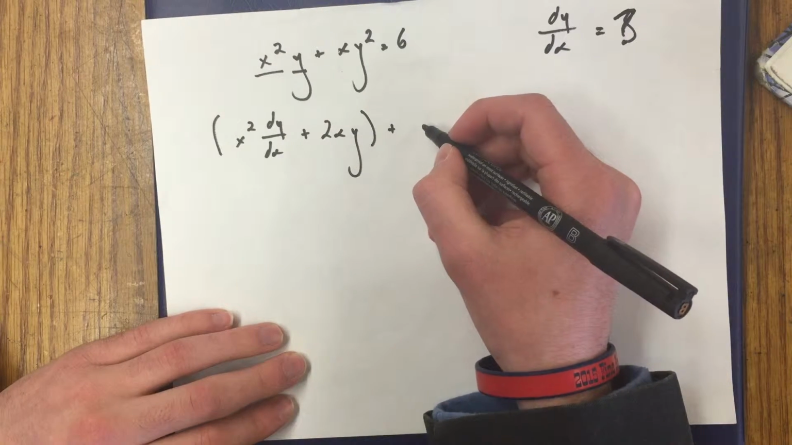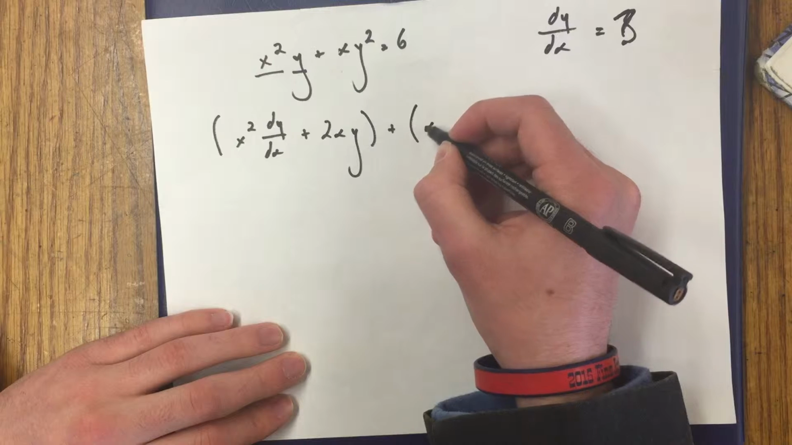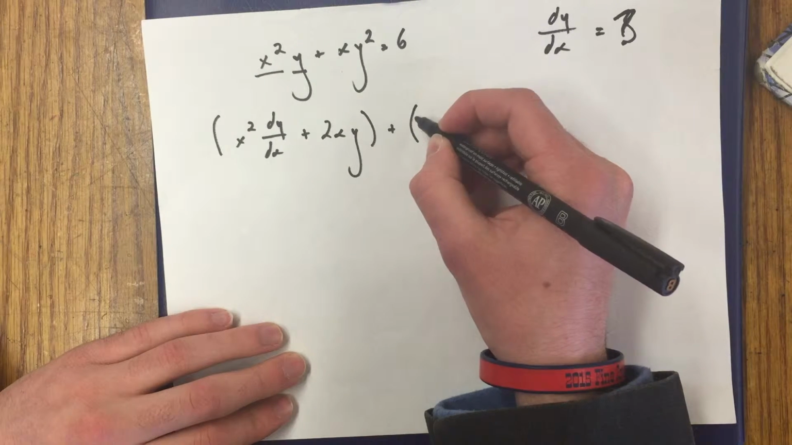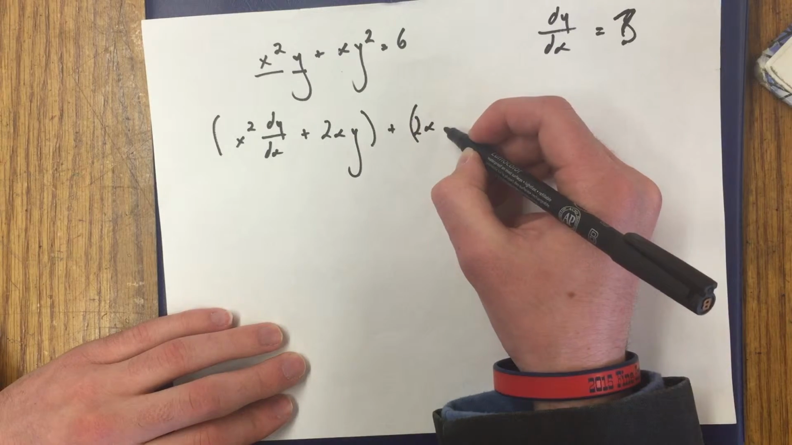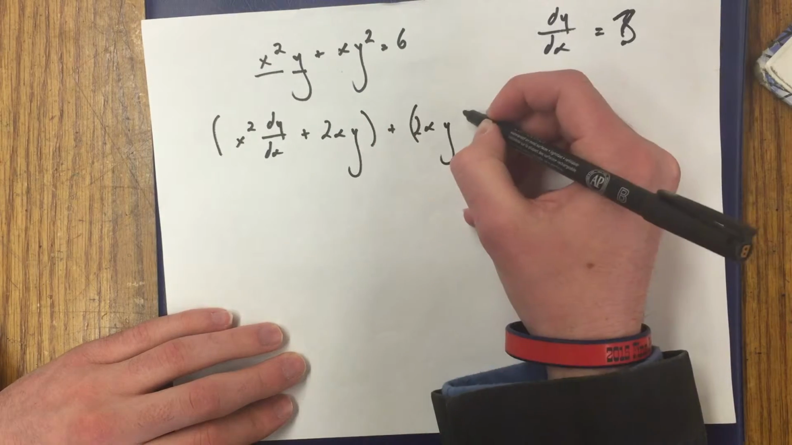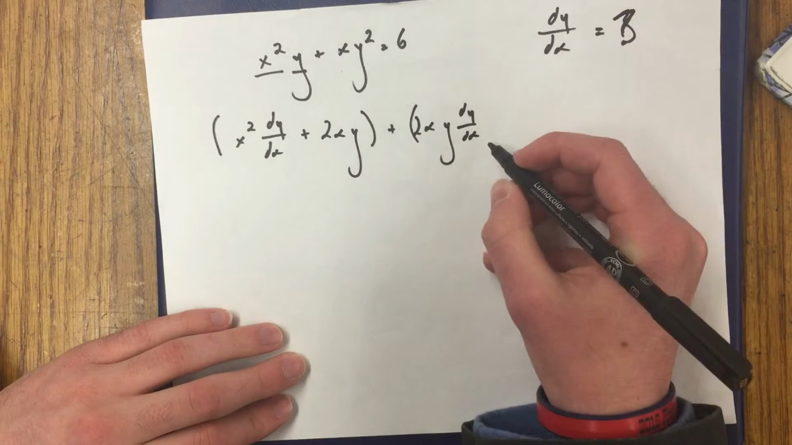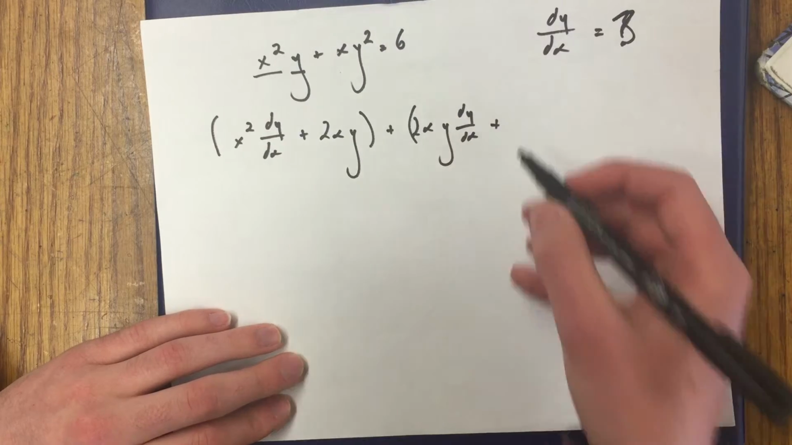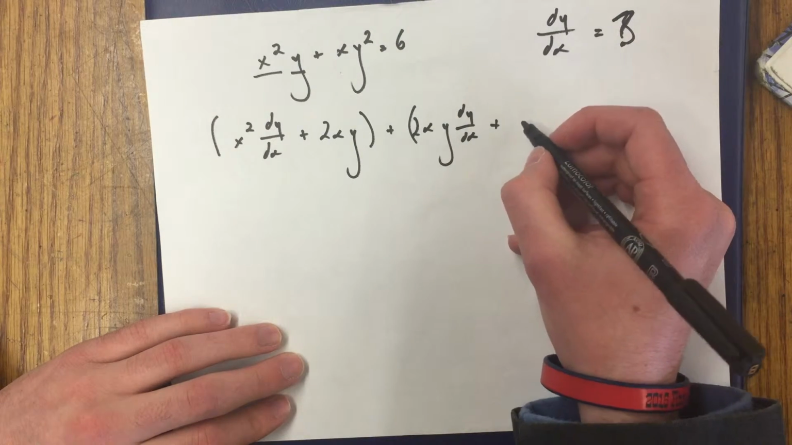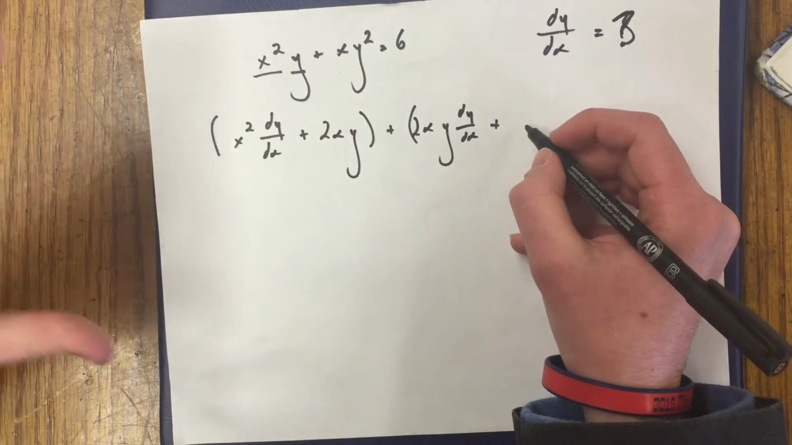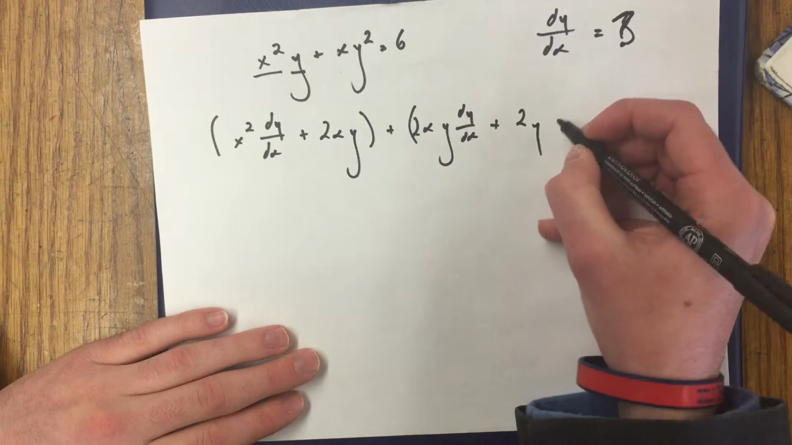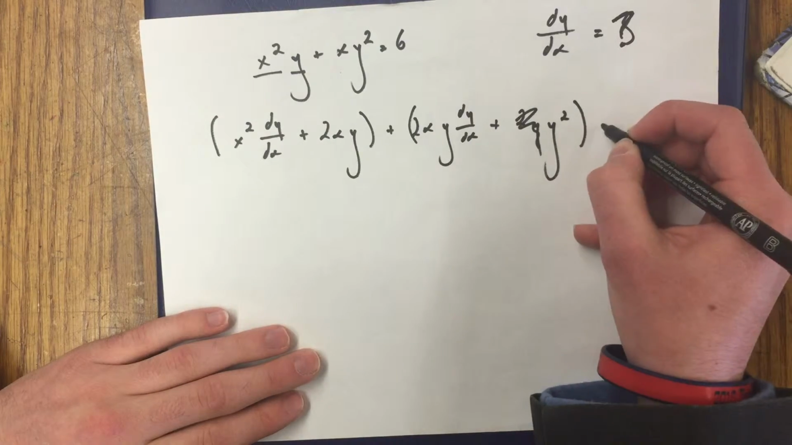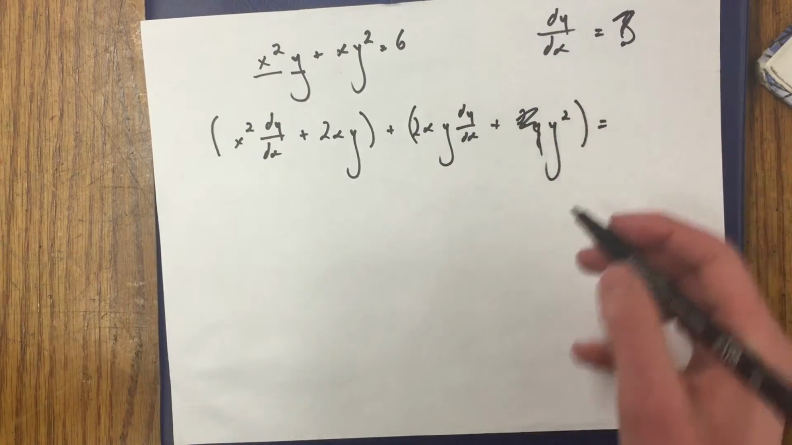So first times the derivative of the second, so x times 2y, but I'm going to bring the 2 out here. So 2xy dy/dx. And then the second times the derivative of the first. The derivative of the first would be 1, so derivative of x is 1. And then y squared equals the derivative of 6, which is 0 since it's constant.